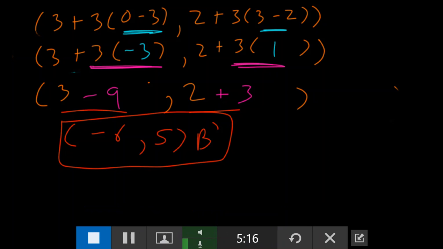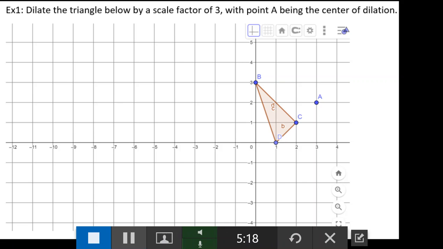Sorry guys, I'm having a hard time finding the pause button here. So pulling back up this original graph, let's go ahead and go to the point -6, 5. So I go to -6, and I go all the way up to 5, and I see this point, and this is my B prime.